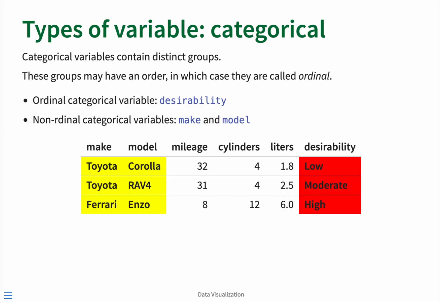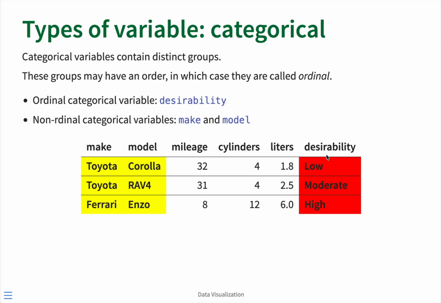We can also have categorical variables. These are ones in which we have distinct groups, kind of like discrete variables, right? They're distinct values. But with categorical variables, there's no numerical information attached to them. So, for example, we can have the make of a car. Here we have Toyotas and Ferraris. In this case, not only is there no numerical information, but there's no real ordering, right? There's no reason to think of one make of car before or after another make of car.